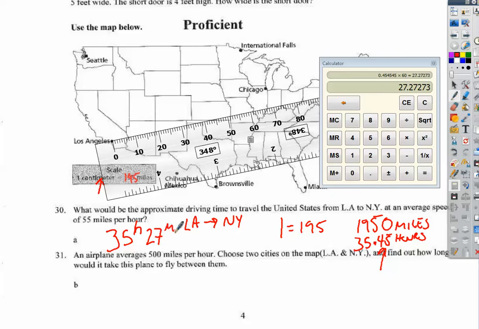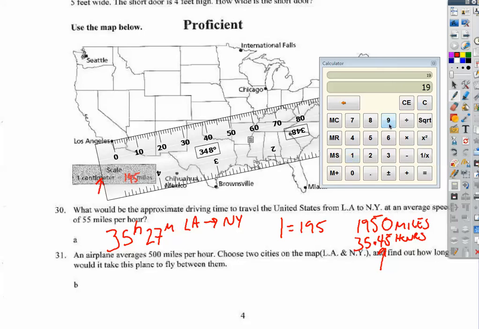And the average airplane averages 500 miles per hour. It's actually close, including takeoff and landing, I guess. I think it's closer to 525. But anyways, choose 2 cities on the map. Let's choose LA and New York and find out how long it would take the airplane to fly between them.